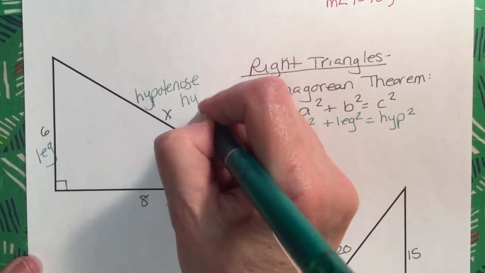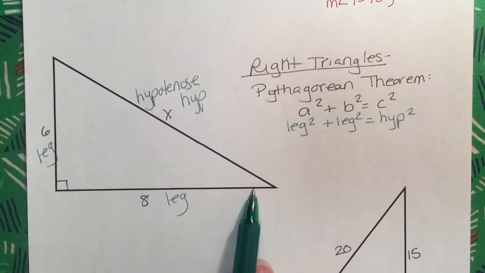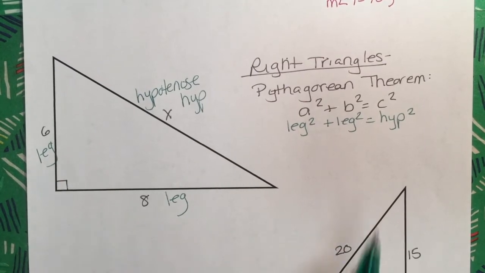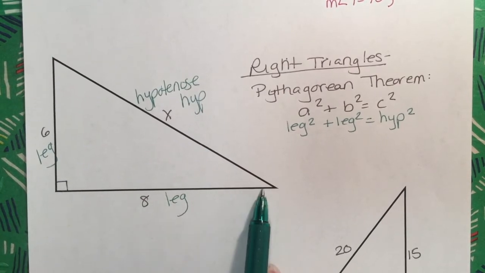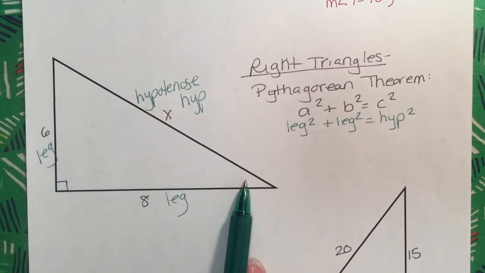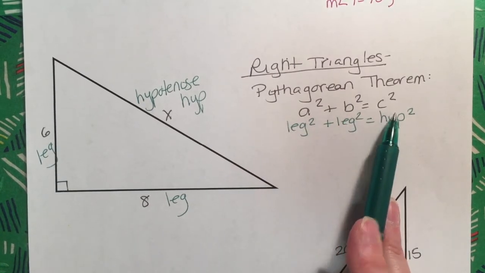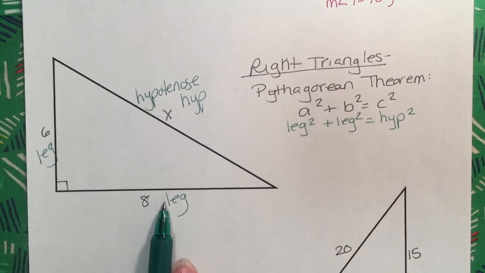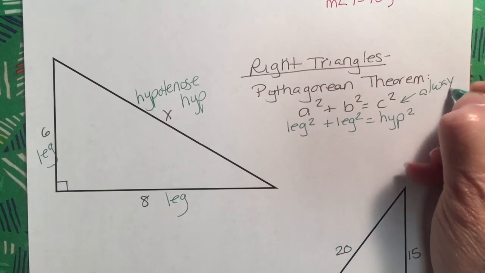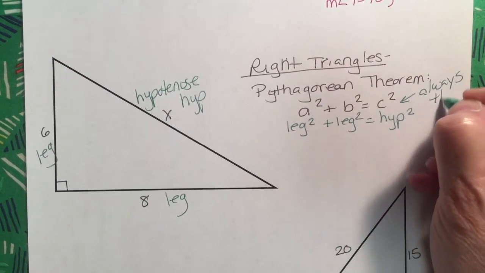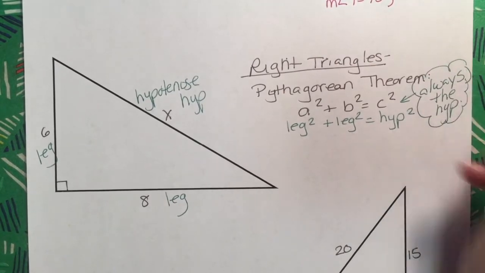I usually just write HYP, okay? And the Pythagorean theorem says if you know the length of two of the sides, you can figure out the third length because the leg length squared plus the other leg length squared is always equal to the hypotenuse squared. Okay, so that's written a squared plus b squared equals c squared, where a and b are both the legs and c is always the hypotenuse. Whether you know the length or not, c is always the hypotenuse. That's important to remember. People mess that up sometimes.